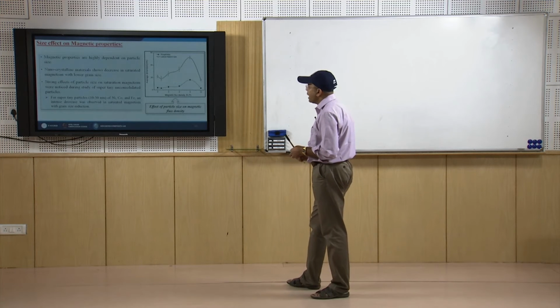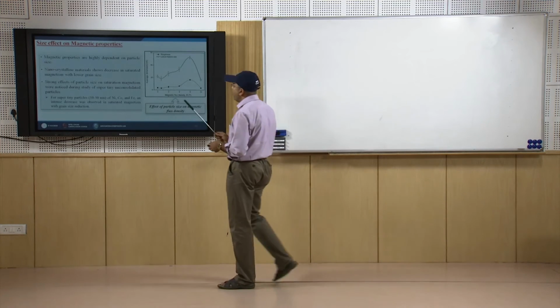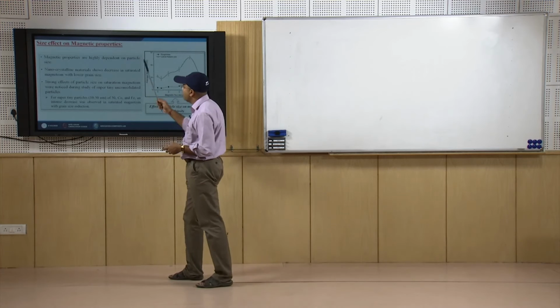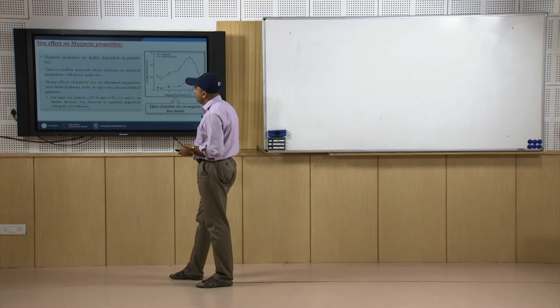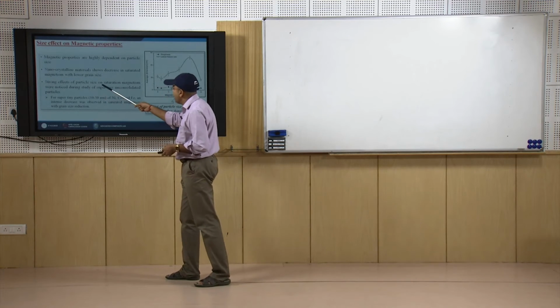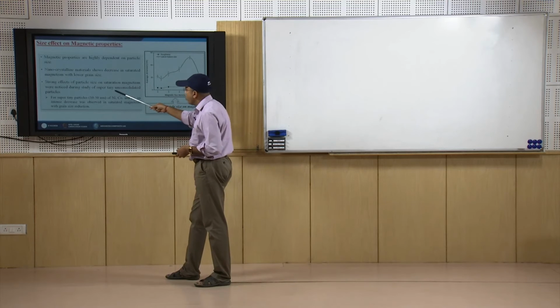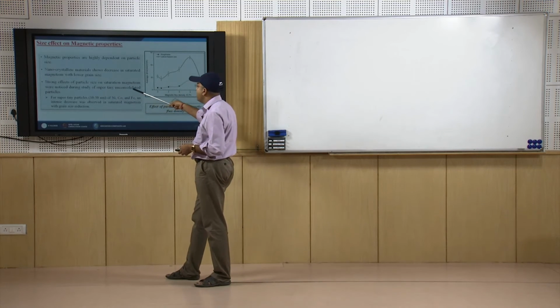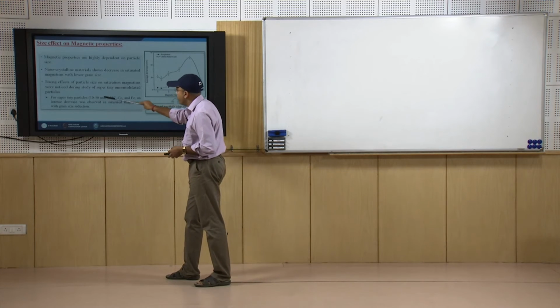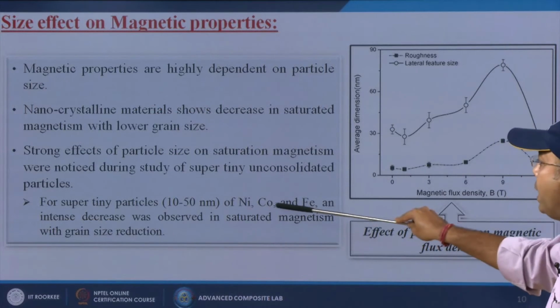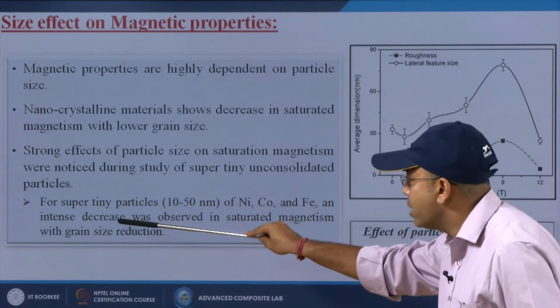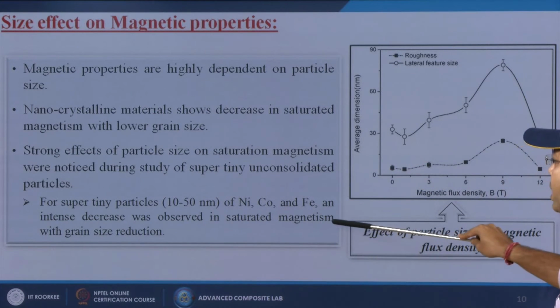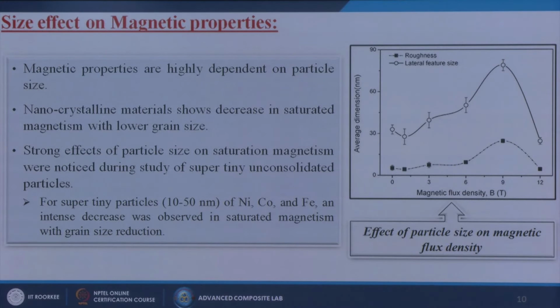Then the size effect on magnetic properties. Here the magnetic properties are highly dependent on particle size. Nanocrystalline material shows a decrease in saturation magnetism with lower grain size. Strong effects of particle size on saturation magnetism were noticed during the study of super tiny unconsolidated particles. For super tiny particles of 10 to 50 nanometer of nickel, cobalt and iron, an intense decrease was observed in saturation magnetism with grain size reduction.